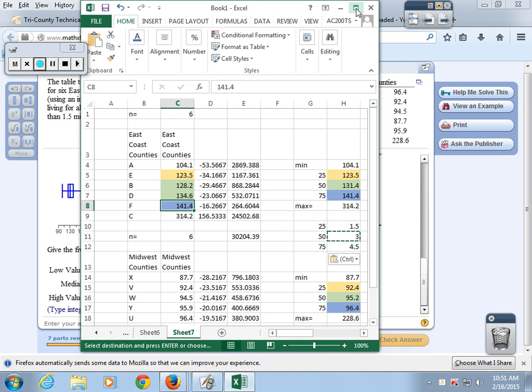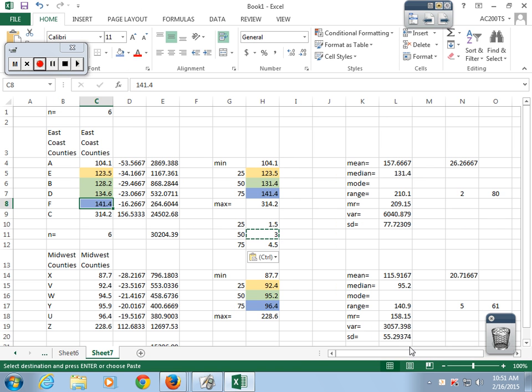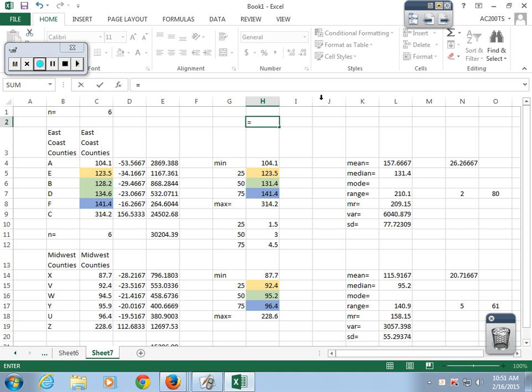Alright, for the box plot, I think they went a little bit overboard putting all into one problem. Alright, let's do, what's the min? The min is equal to 104. The max is equal to 314. And then the mid-range is equal to what? 209. And then you just have to find the mid-range of the mid-range.